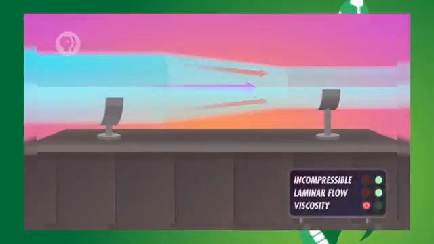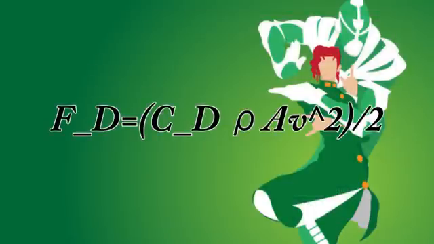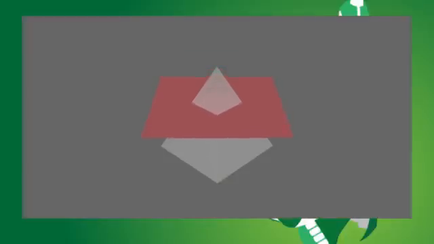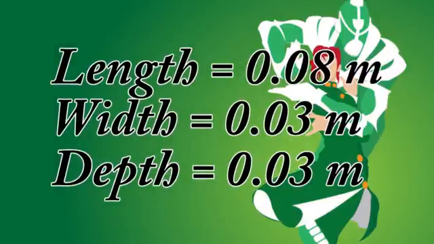The drag force can be defined as the coefficient of drag times the density of the medium times the cross-sectional area of the projectile times velocity squared over 2. The cross-sectional area of an object is a 2D projection, as if you were looking at an object from the front. Using pixel measurements and basic geometry, we can determine that Kakyoin's average emerald has a length of 8 centimeters, a width of 3 centimeters, and a depth of 3 centimeters.